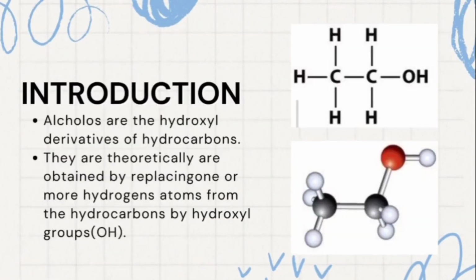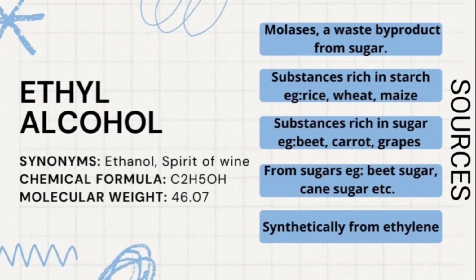Next is alcohol. Alcohols are hydroxyl derivatives of hydrocarbons. They are theoretically obtained by replacing one or more hydrogen atoms from the hydrocarbons by hydroxyl groups. Ethyl alcohol, it is also called ethanol, spirit of wine. Its chemical formula is C2H5OH. Its molecular weight is 46.07.